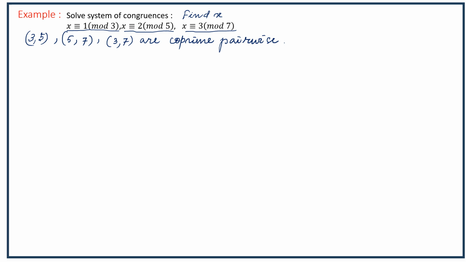So now identifying what will be A1. A1 equals 1, A2 equals 2, A3 equals 3, n1 is 3, n2 is 5, n3 is 7.